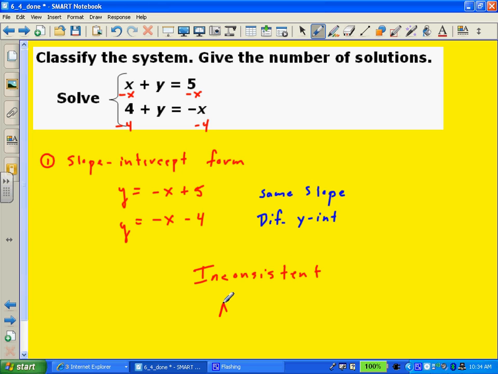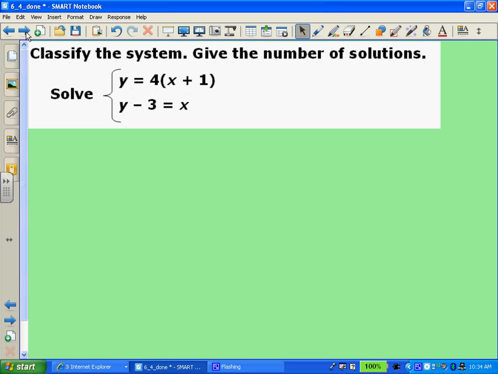Now, how many solutions does an inconsistent system have? None. Okay, so it would have no solutions. Alright. Let's look at just one more here so we can get an example of each type. So once again, the first thing I want to do is put it in slope-intercept form. So this first equation here, I just have to distribute. So I have y equals 4x plus 4.